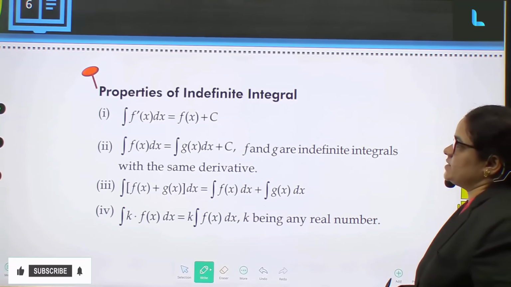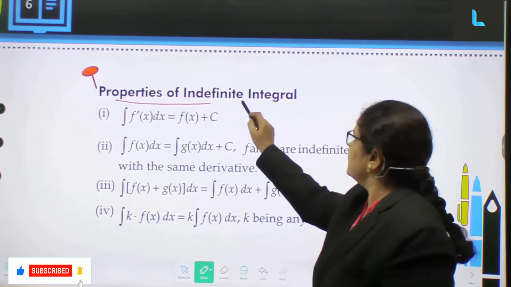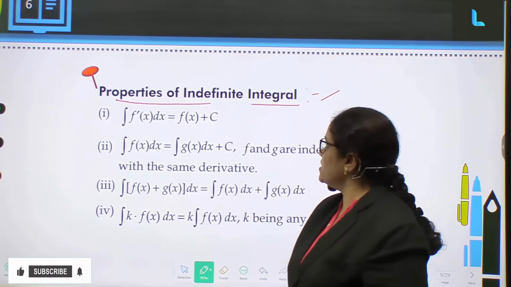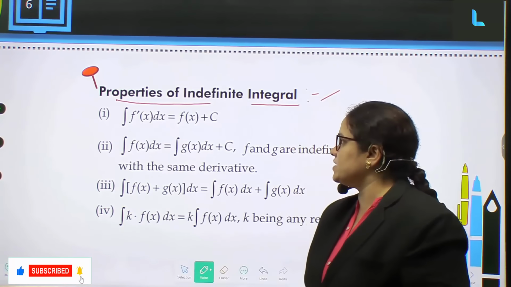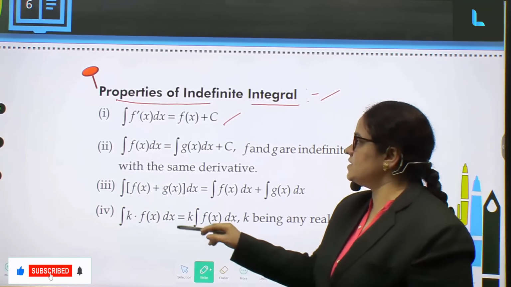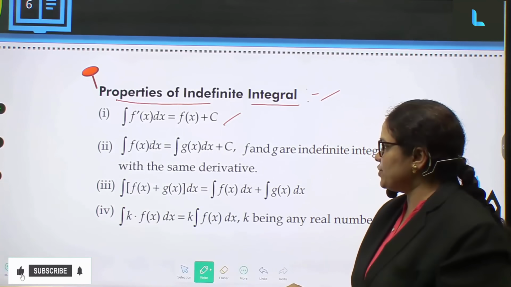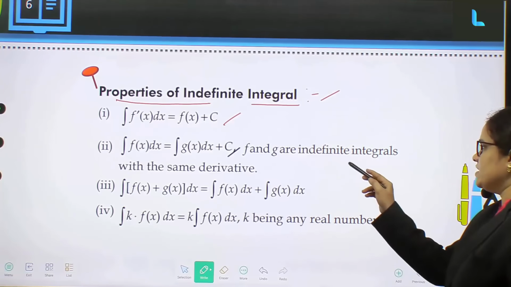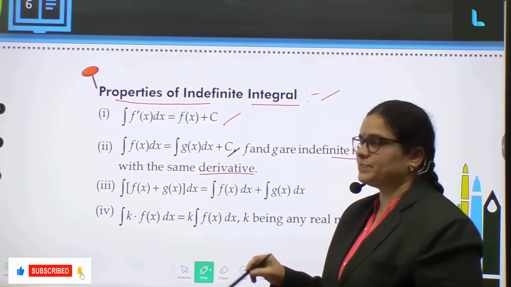Okay. Next topic is properties of indefinite integral. First, integral f dash of x dx value is f of x plus c. Second, integral f of x dx equals integral g of x dx plus c, where f and g are indefinite integrals with the same derivatives.